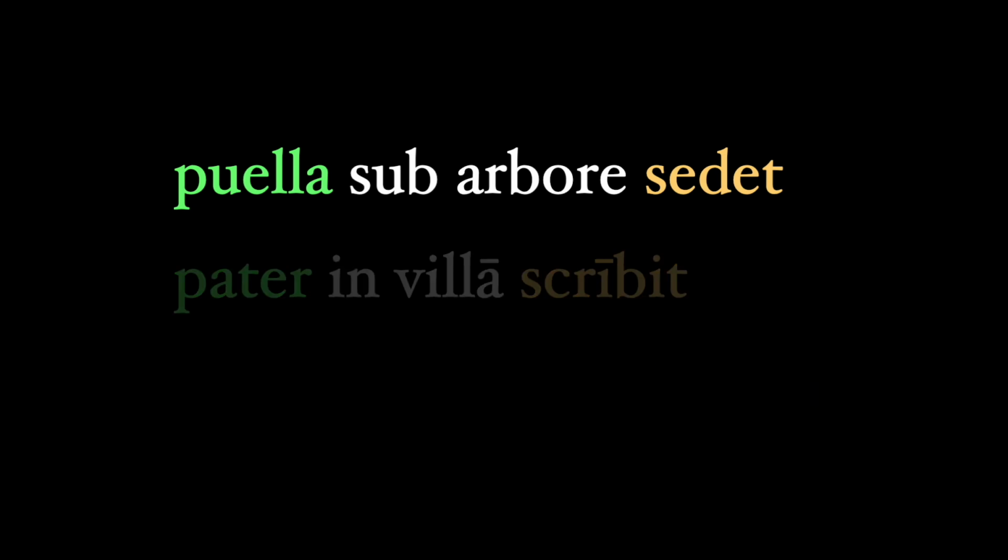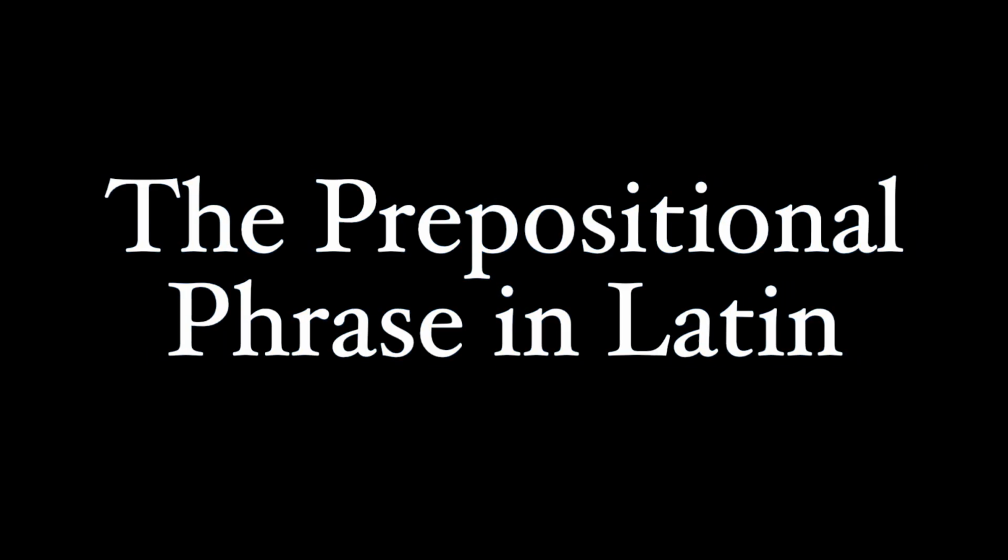When you first learned Latin, you probably saw a sentence similar to these. Puella sub arbore sedet, pater in villa scribit, or vita sine amicis non valet. Each of these sentences has a subject and a verb, and even this one has a non, and they also all have in common a prepositional phrase. That's what sub arbore, in villa, and sine amicis are. This video discusses the prepositional phrase in Latin, what a preposition is, and how its phrase is formed.